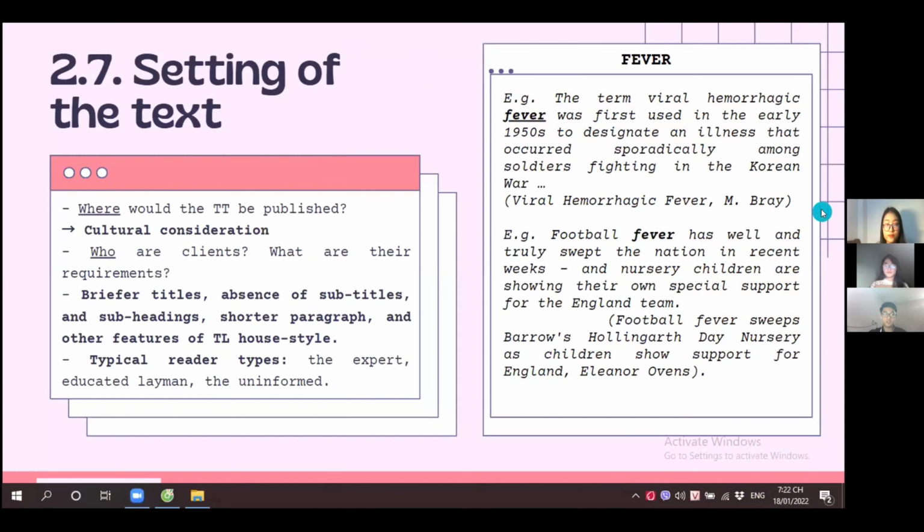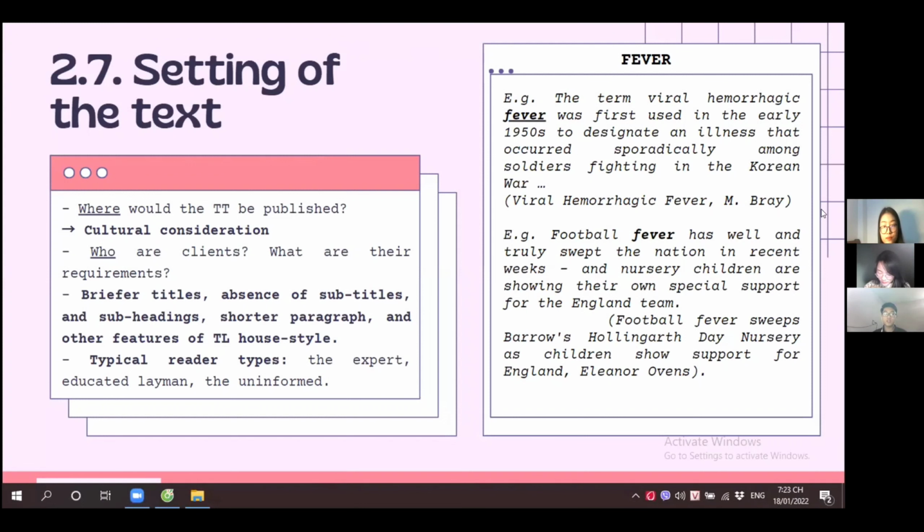Thank you, Chen Qi. I will provide you with the next three factors of text analysis. Number 7 is the setting of the text. You have to decide on the likely setting. For example, where would the text be published in the target language? What is the target language equivalent of the source language newspaper, textbook, journal, etc.? Or who is the client you are translating for, and what are his or her requirements?